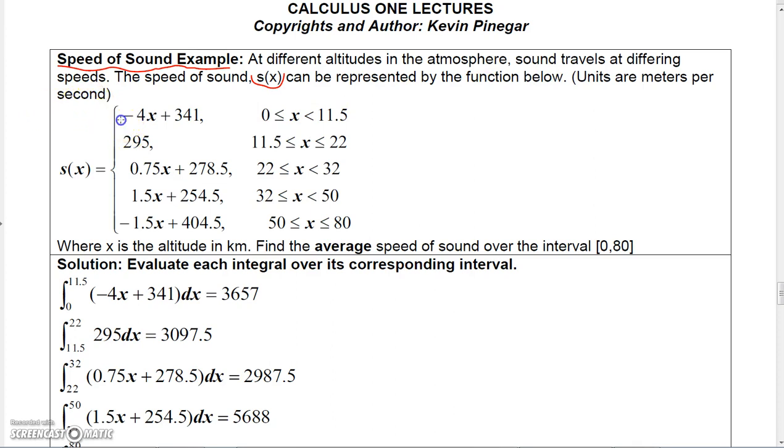Basically we've got this piecewise function that's defined over 5 pieces. x, by the way, is in kilometers. So from 0 to 11.5 kilometers, the speed of sound follows this function. From 11.5 to 22, it follows this constant function. From 22 to 32, the speed of sound follows this function. From 32 to 50, it follows this function. And from 50 to 80, it follows this function.